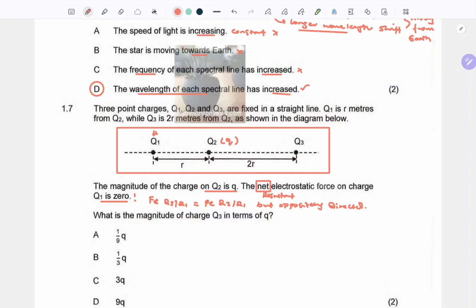Right, so this is again an examiner trying to give us an equation to work with, and we can safely stick with this one, that technically these must be equal and oppositely directed, because when we put them next to each other and add them together, we should have a negative sign between the two. Okay, so this is very important. Now it says, what is the magnitude of charge Q3 in terms of Q?